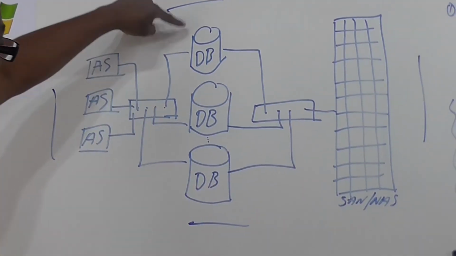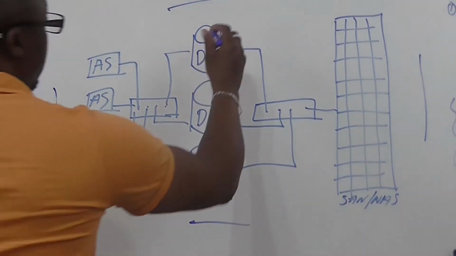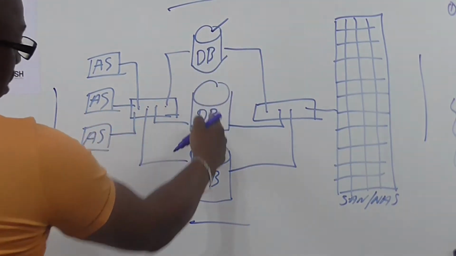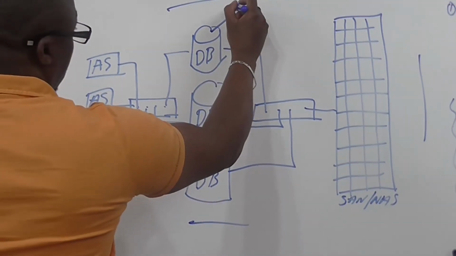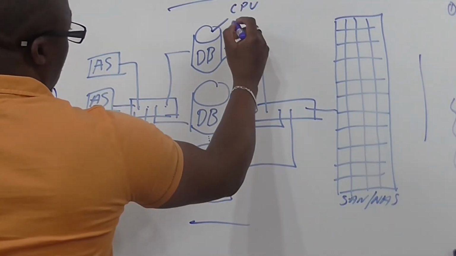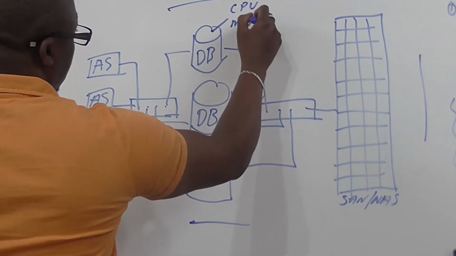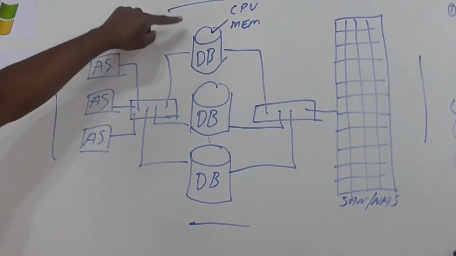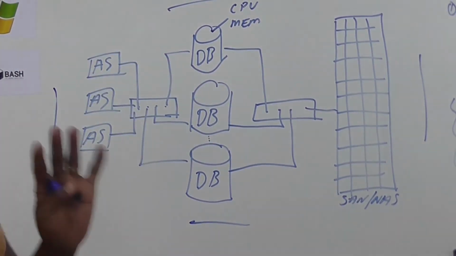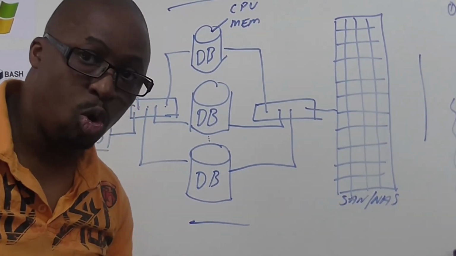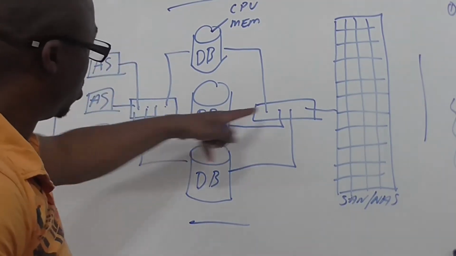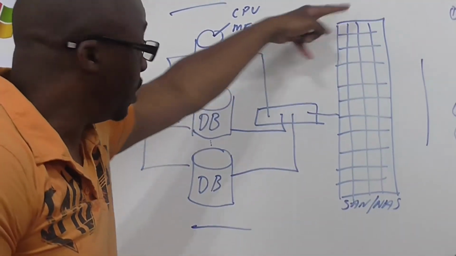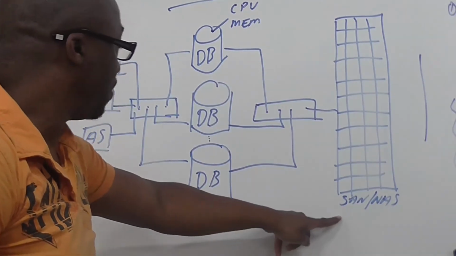This database has CPU, or I draw it here, but it's the same for all three databases. So basically you've got CPU, processing, and you have memory. But the disks stored on this, so this is a server, right? The disks stored here, here, and here are for the operating system, not to house data. The data is stored externally on this external structure here.